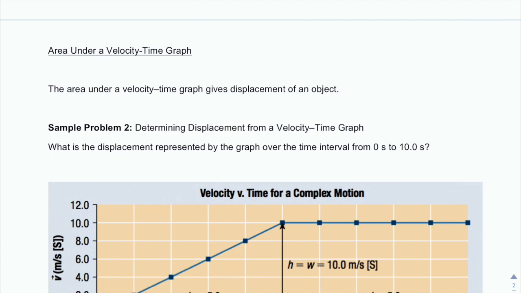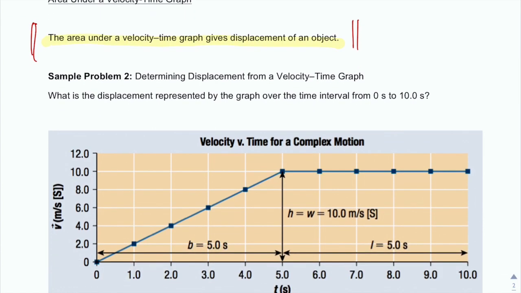There's another piece of information you can collect from a velocity time graph. This is the area under a velocity time graph. The area under a velocity time graph is important because it can give you the displacement of an object during an interval of time. So let's take a look at this slightly more complex velocity time graph.